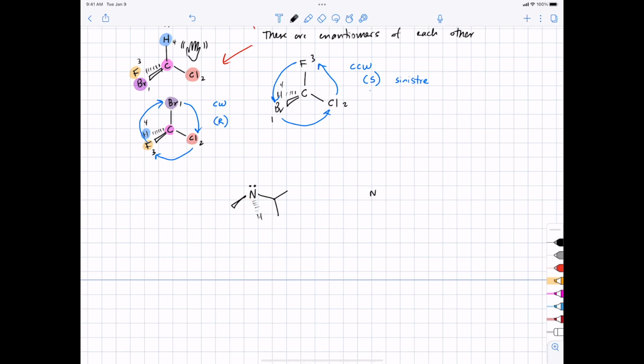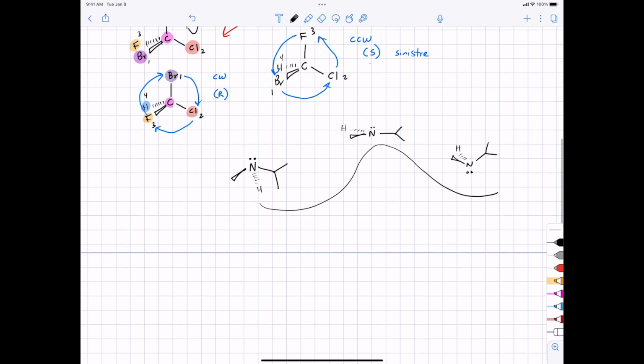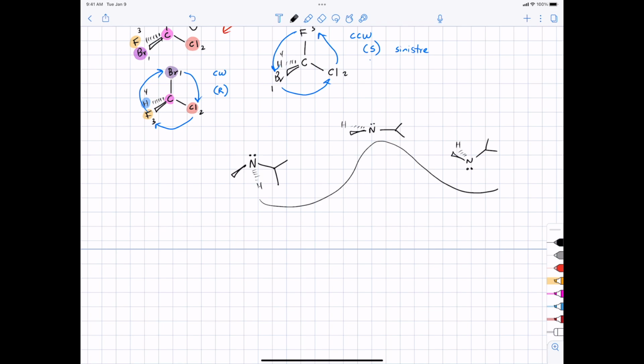However, it's pretty easy for the nitrogen to go through an sp2 hybridized sort of transition state and then invert such that the lone pair is on the bottom. You can do calculations that show how easy this process is. It's not a huge energy barrier. It happens readily at room temperature. And so, no, in that case, you wouldn't assign the nitrogen as a stereocenter.